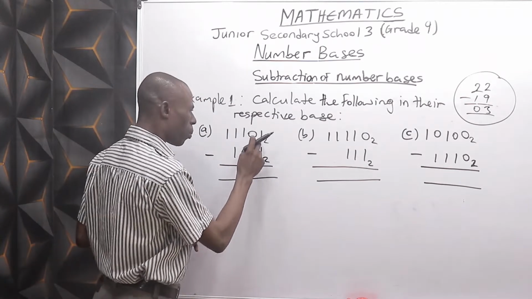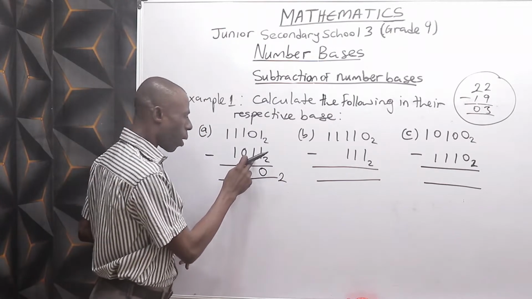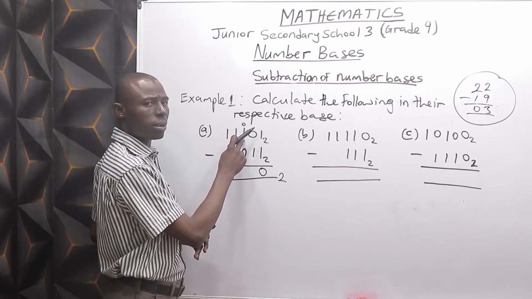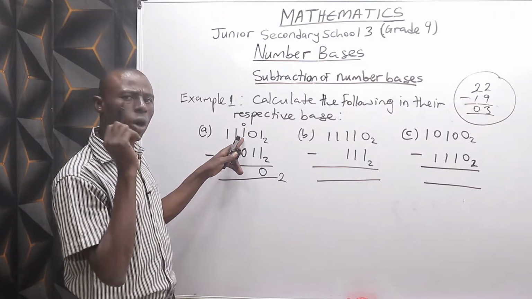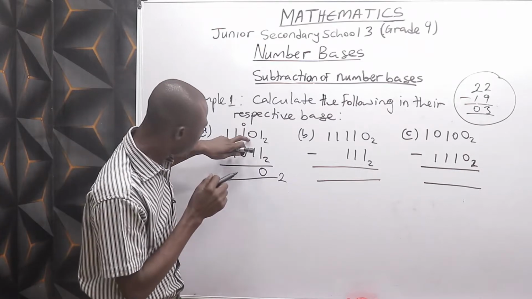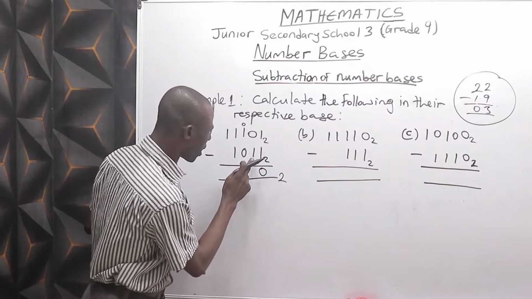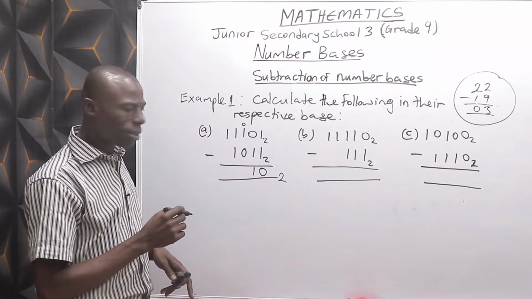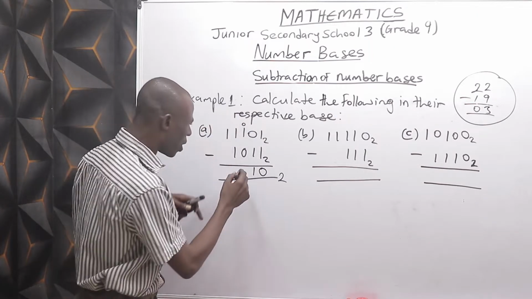So subtract 1 from 1, that is 0 in base 2. Subtract 1 from 0, it is not possible. Borrow 1 from this one, so it remains 0 there. The 1 you borrow turns automatically to your base, that is to 2. Add that 2 to this 0. 2 plus 0 is 2. So you can now subtract 1 from that 2. It gives you 1. Are you following? Don't forget that this one has remained 0. Subtract 0 from 0. Answer is 0.